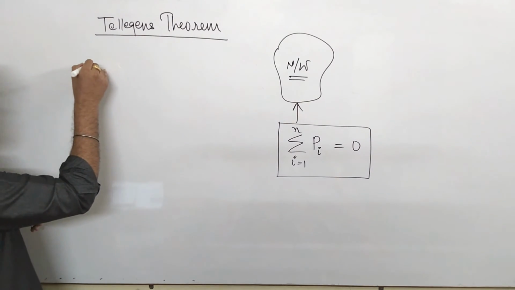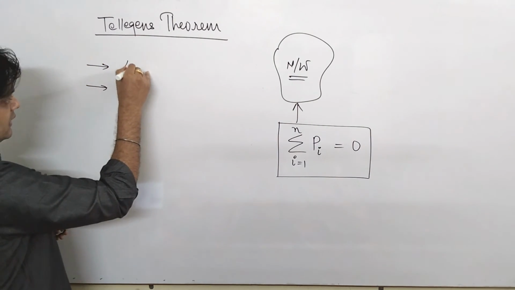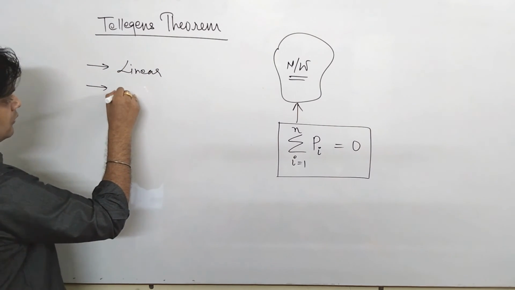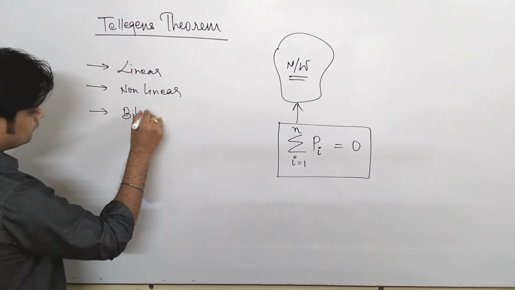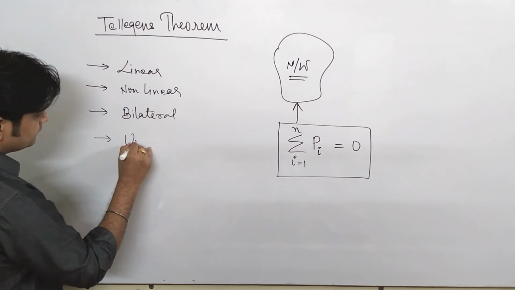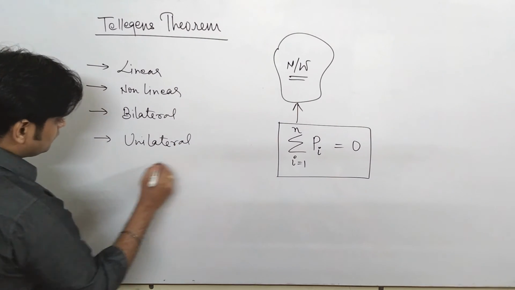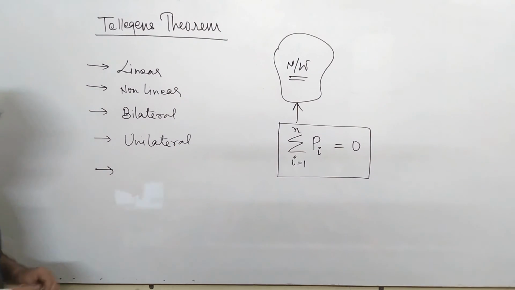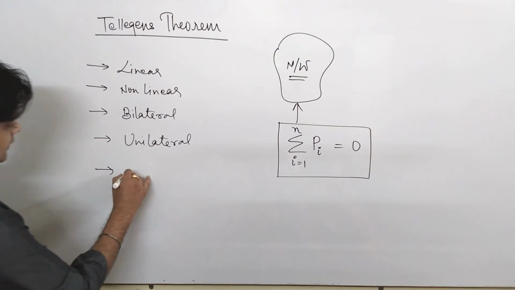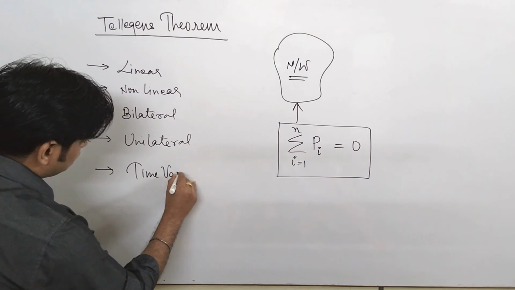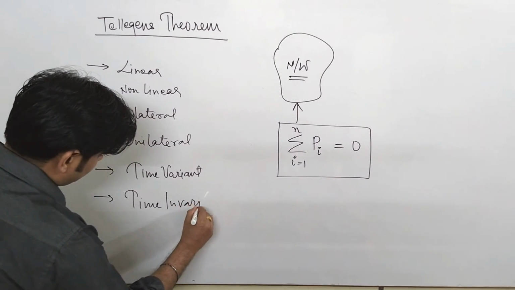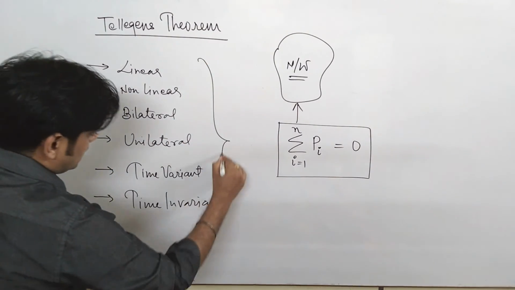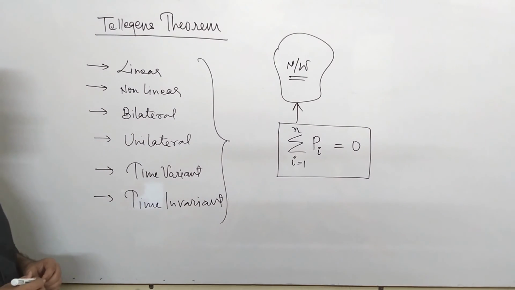Now the important thing is Tellegen's Theorem is applicable for linear, non-linear, bilateral, unilateral, or you can say time variant, time invariant, so this theorem is applicable under all circumstances. So this is known as Tellegen's Theorem.